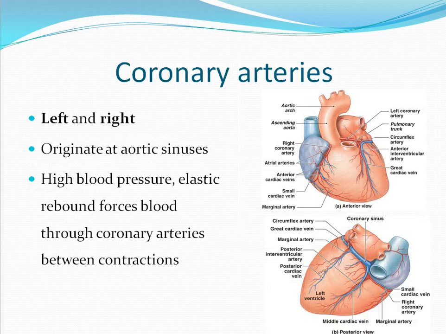The two main coronary arteries are the left and the right. They originate at the base of the ascending aorta at the aortic sinus. Blood pressure here is the highest of the entire systemic circuit. Elastic rebound will force blood through the coronary arteries between ventricular contractions. Blood flow through the coronary artery actually peaks when the ventricles relax. This is different from typical systemic circulation.